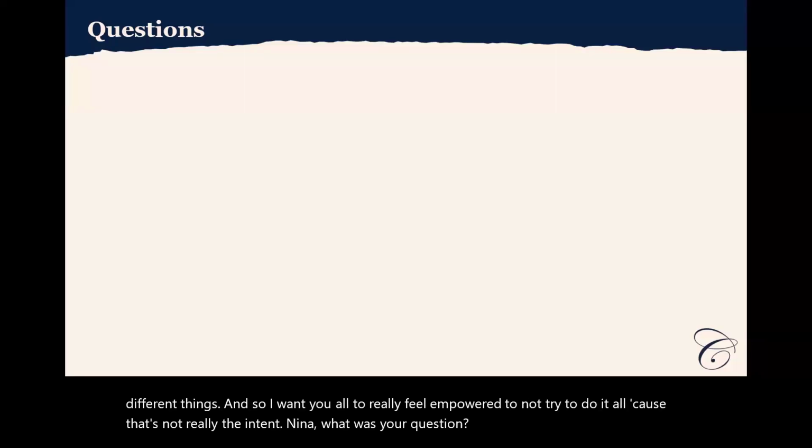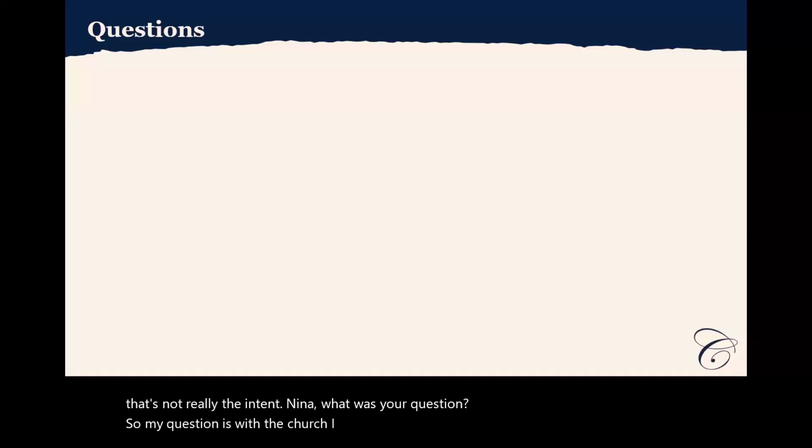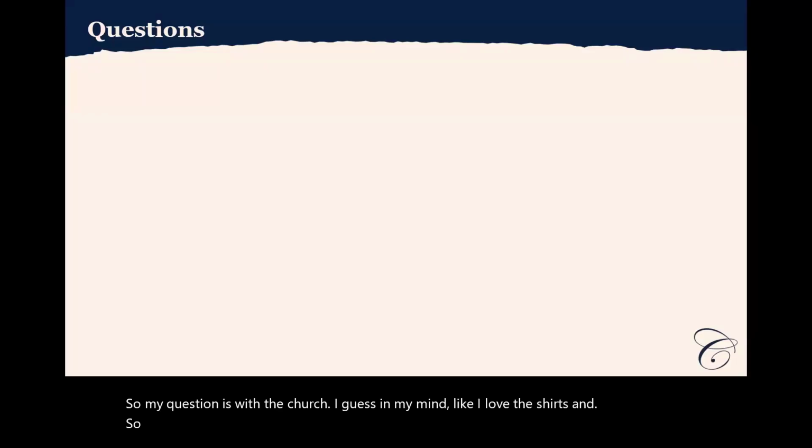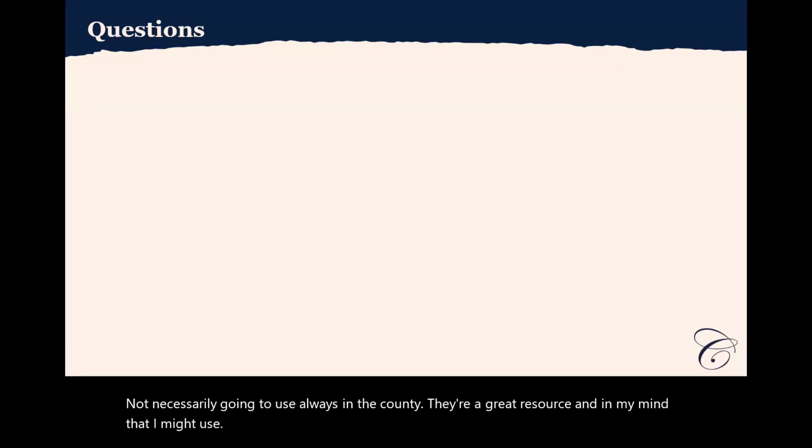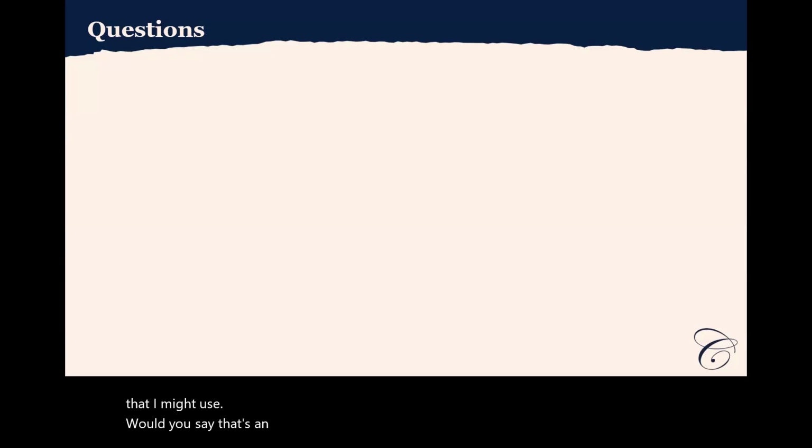So my question is with the charts, I guess in my mind, like I love the charts because I like charts and essentials. And now that we're doing flashcards, I'm seeing all the things overlapping. Like the charts that are in these early weeks that we are really flipping back to them to complete the work and to have conversation. I've been trying to decide, do I leave them in the booklet or take it out? But now as I'm listening to today, I'm guessing the charts from the first few weeks, we aren't necessarily going to use always in the coming weeks. They're a great resource. And in my mind, that meant, well, I might use all the charts in a week. But would you say that's maybe not the case?